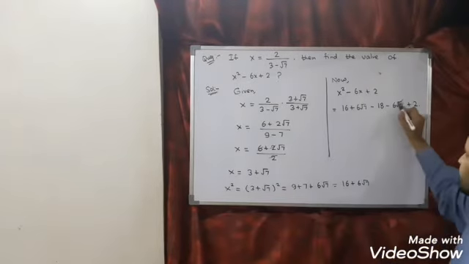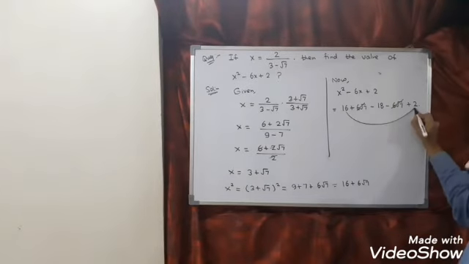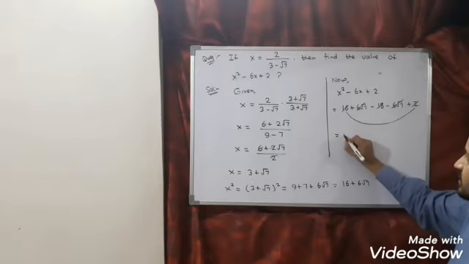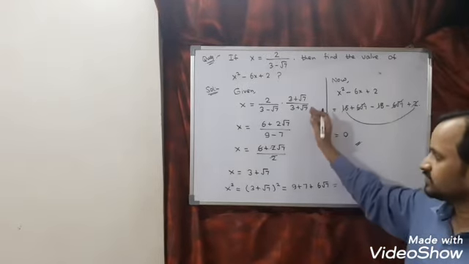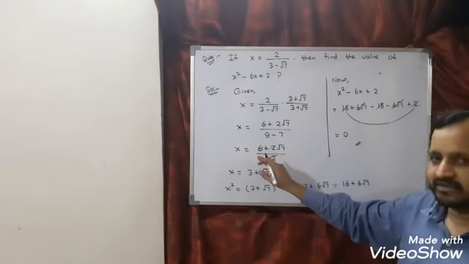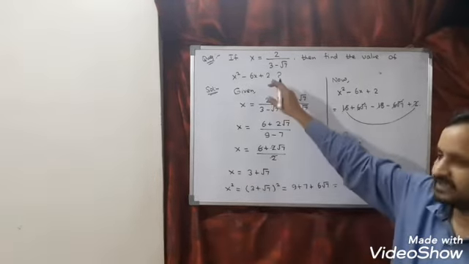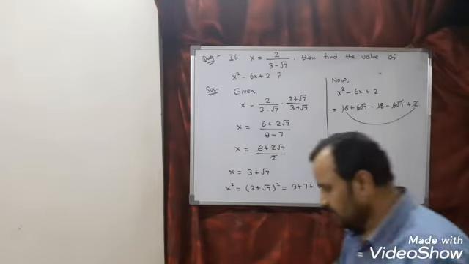Now you can see here 6 root 7 cancels. 16 plus 2 is 18, so this will also get cancelled. So the answer of this question is 0. So what we did in this question is, we rationalized so that we get a simpler form of x. Then we found x square and put these values in the given question, and you get the required solution. Let us see one more question.